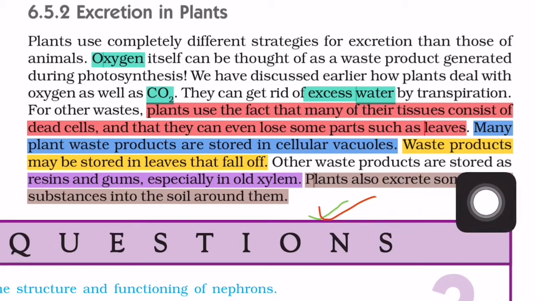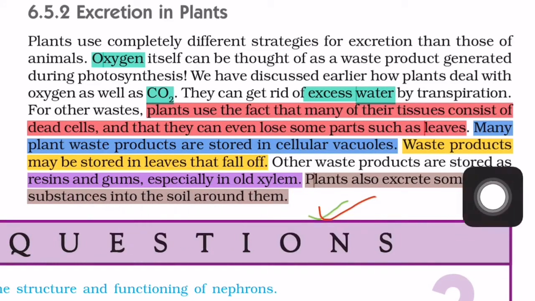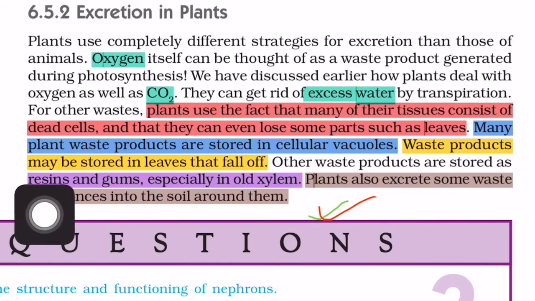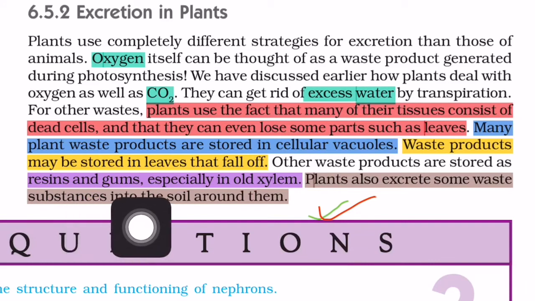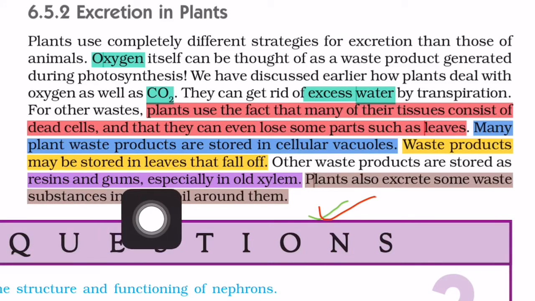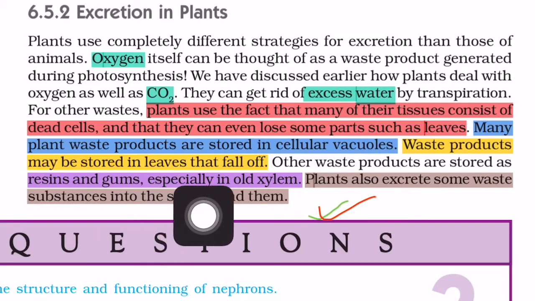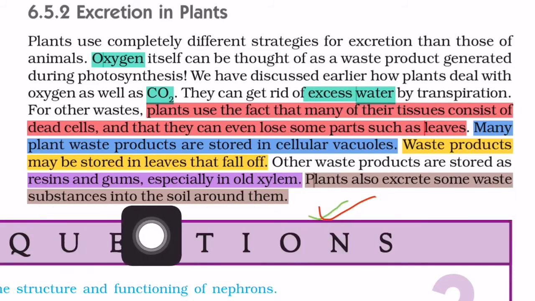Other waste products are stored as resins and gums, especially in old xylem. You may have seen some liquid materials, black or transparent in color, removed from time to time from plants, and these are stored in the old xylem. Plants also excrete some waste substances into the soil around them. Plants also remove waste material into the soil where they are connected with the soil.